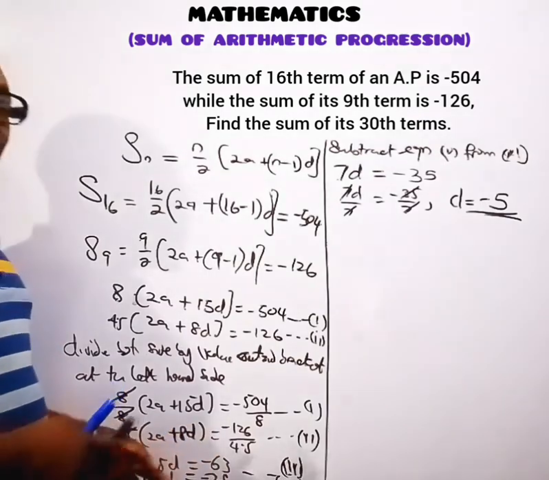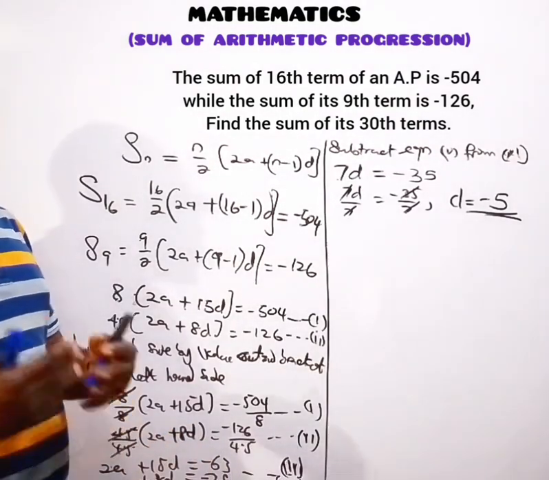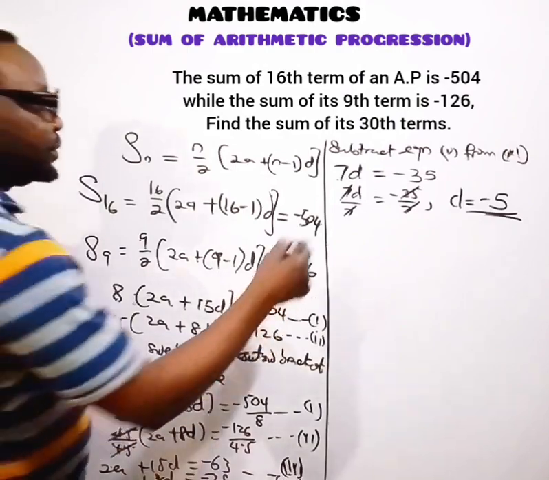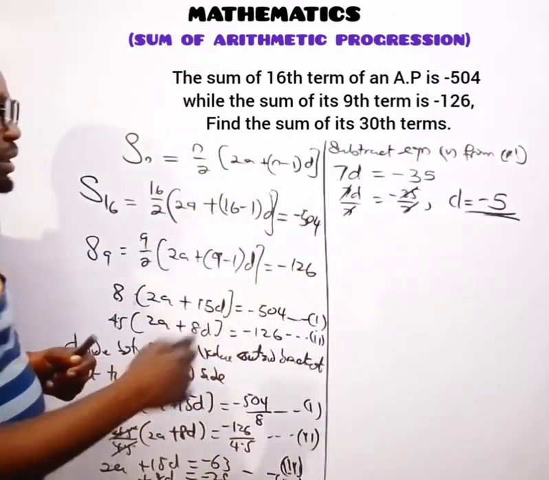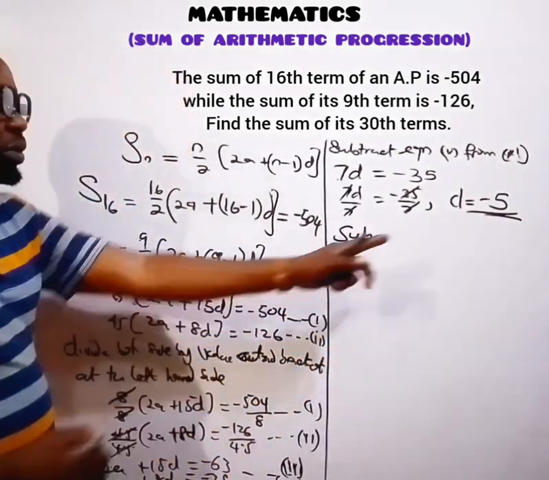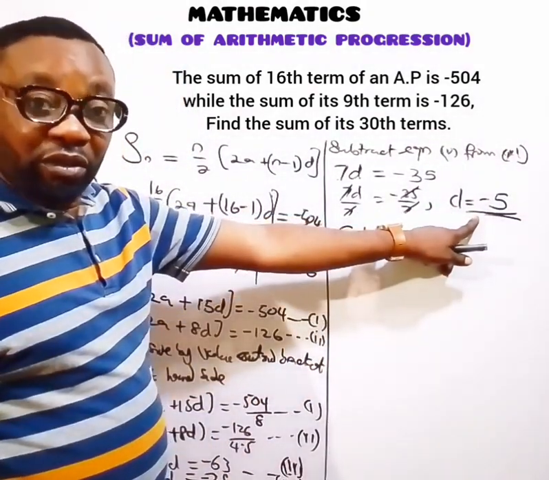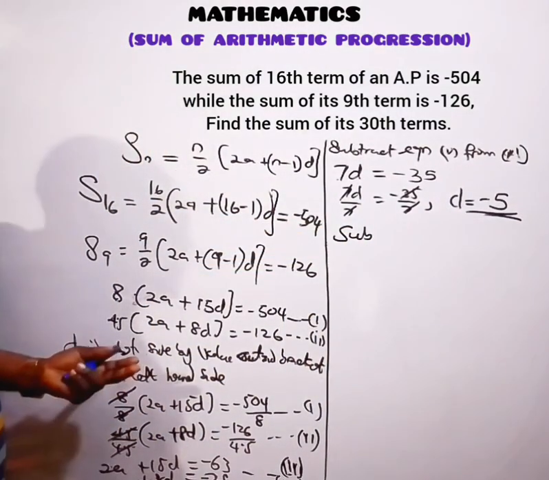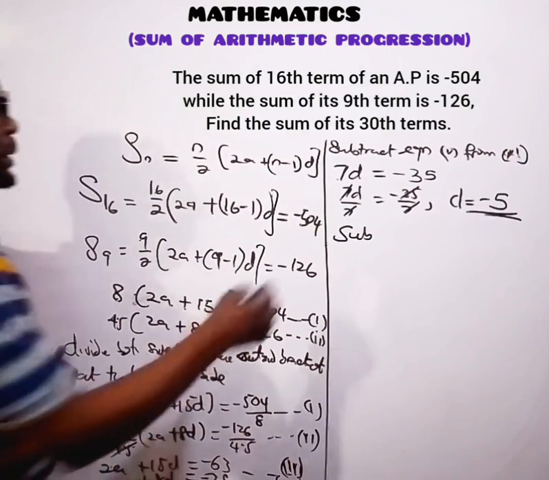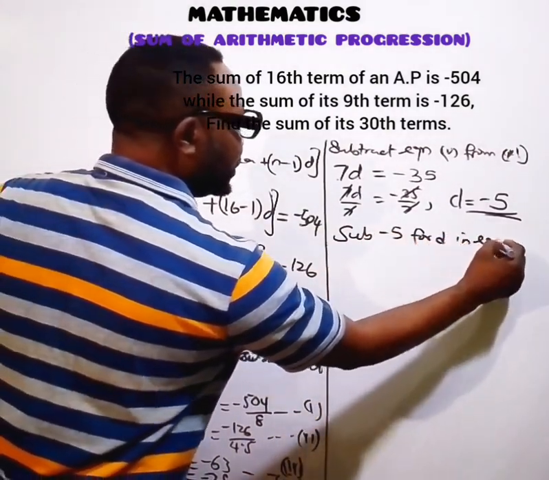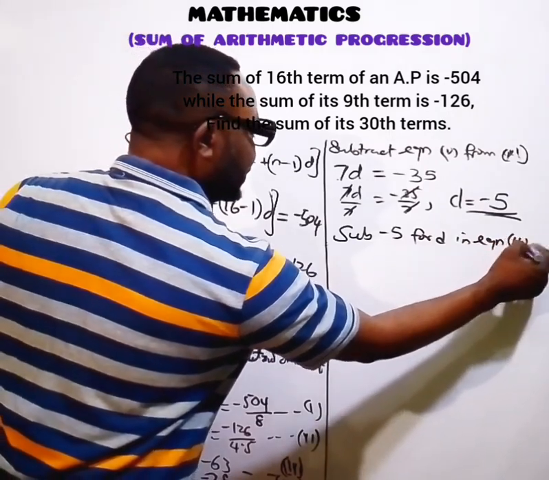We need to find the value of our first term as well, so that we'll be able to find the sum of the terms we are asked to find. For us to find the value of our first term, we substitute the common difference. We look at any of these equations, take any one of them. Substitute minus 5 for d in the equation. Let's make use of equation 3.